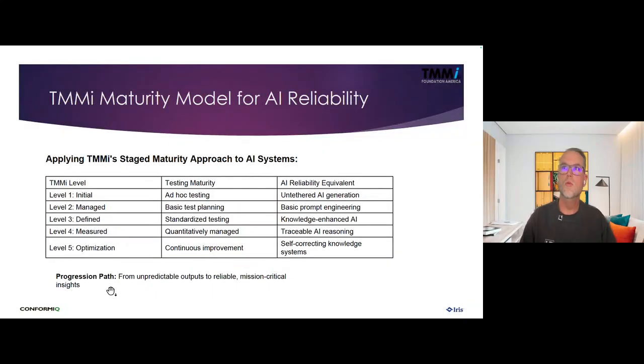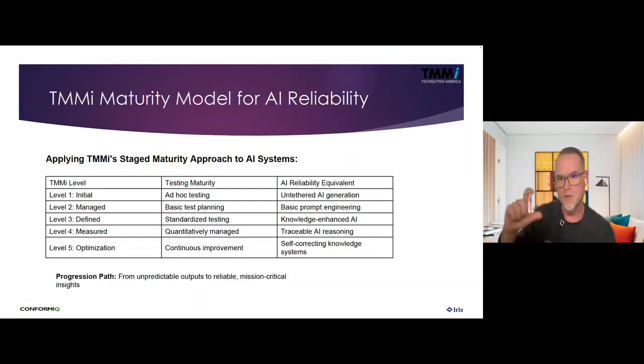All right. So we'll move forward to how we are applying the principles of the stage maturity approach to AI systems. The path to reliable AI isn't achievable in a single leap. It requires structured and really evolutionary approaches to deployment. And that's why we developed a maturity model for AI reliability that is inspired by the Test Maturity Model integration framework that's provided on the screen here.